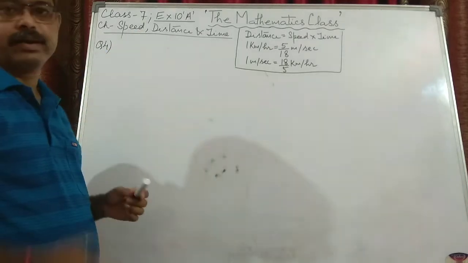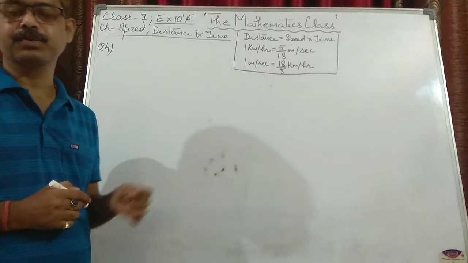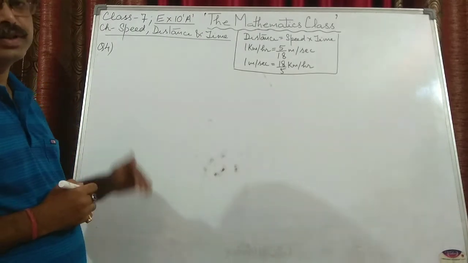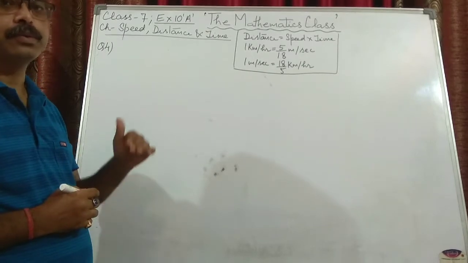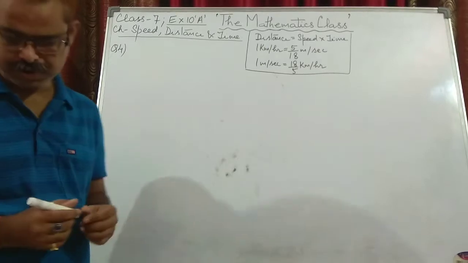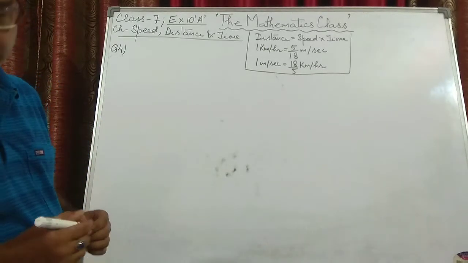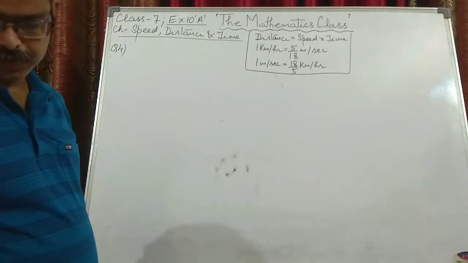Now exercise 10A. First and second questions are simply to convert the given speed from meter per second to kilometer per hour or kilometer per hour to meter per second. Third question I'm not doing. You have to do it yourself in the third question. You have to just find the distance. So we know that distance equal to speed into time. So we move on to the fourth question.